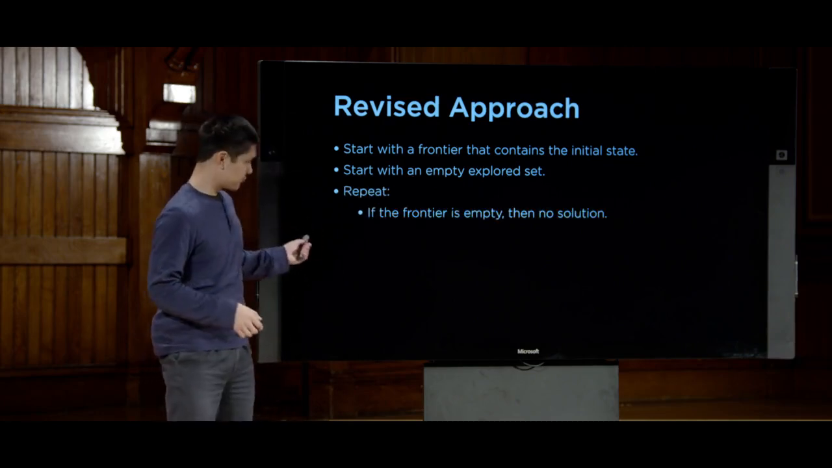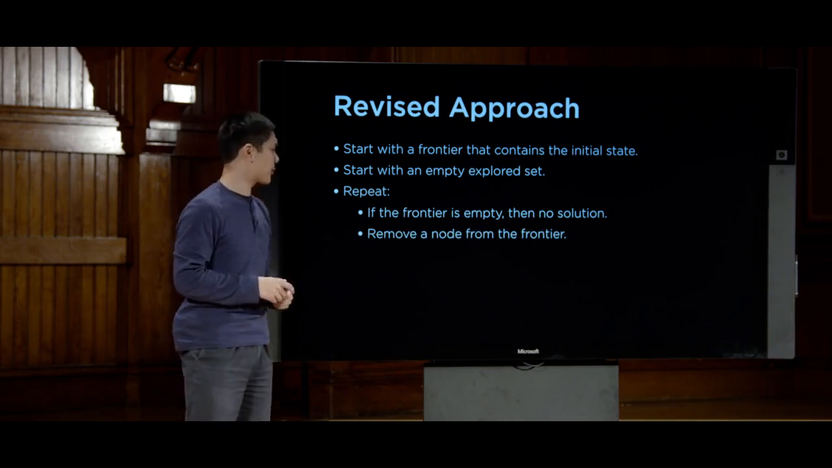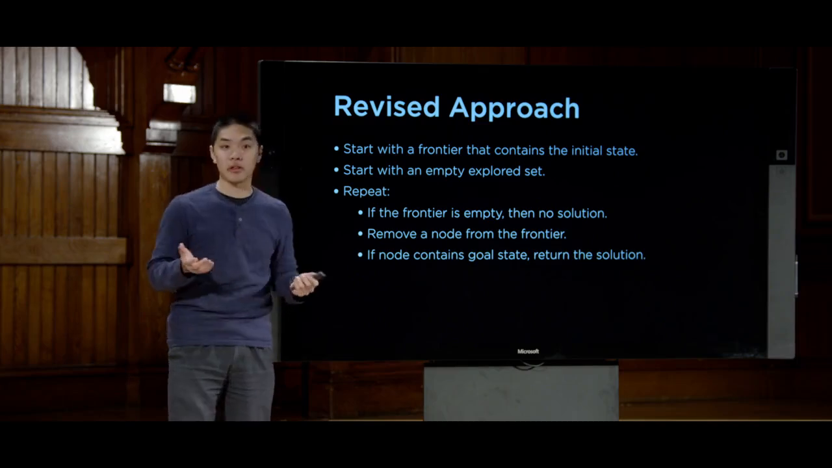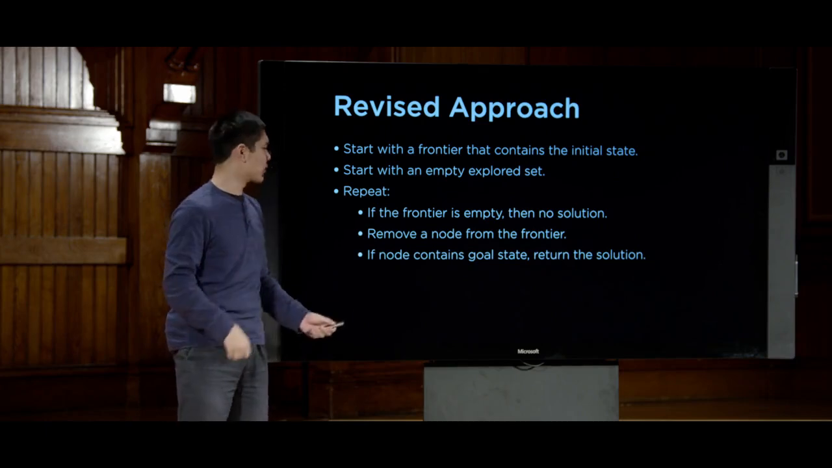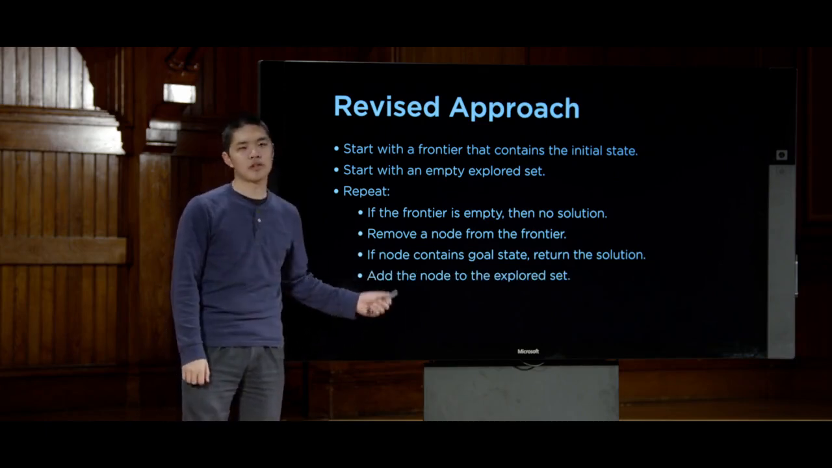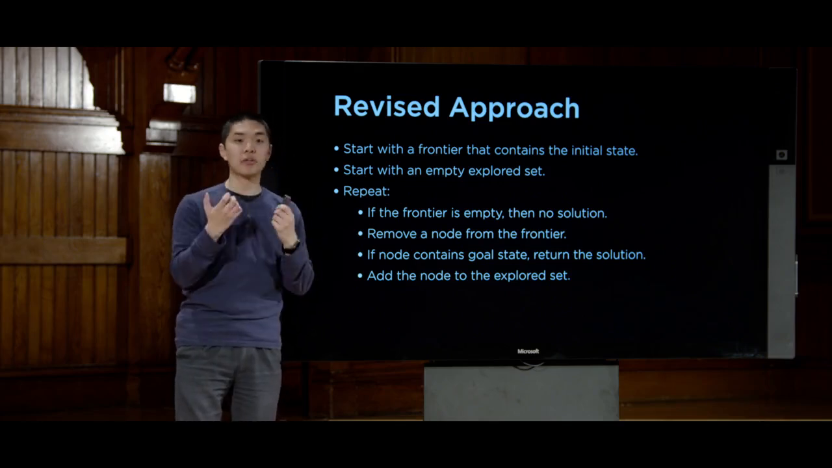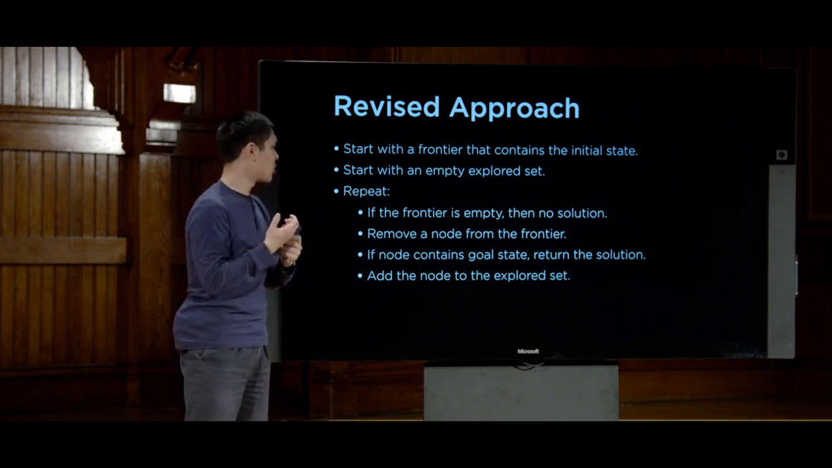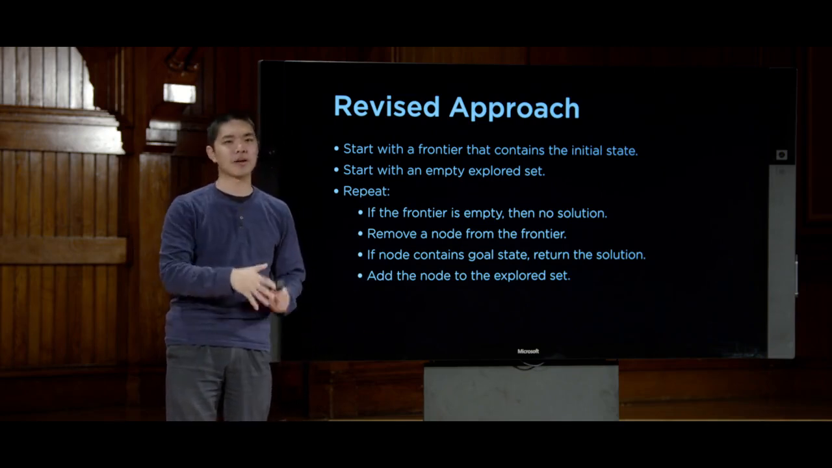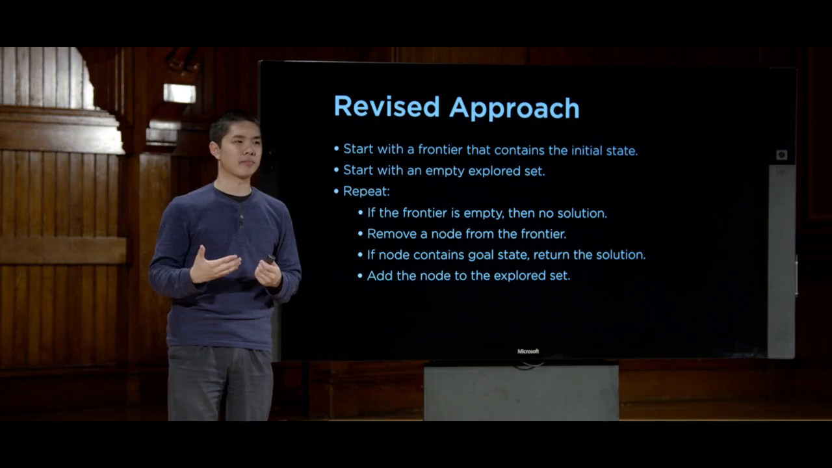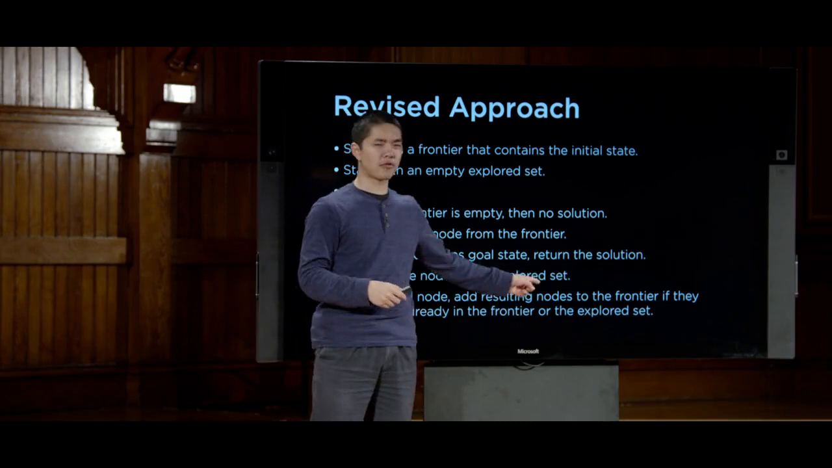And now we repeat. If the frontier is empty, no solution, same as before. We remove a node from the frontier. We check to see if it's a goal state, return the solution. None of this is any different so far. But now, what we're going to do is add the node to the explored set. So if it happens to be the case that we remove a node from the frontier and it's not the goal, we'll add it to the explored set so that we know we've already explored it. We don't need to go back to it again if it happens to come up later. And then the final step, we expand the node, and we add the resulting nodes to the frontier.